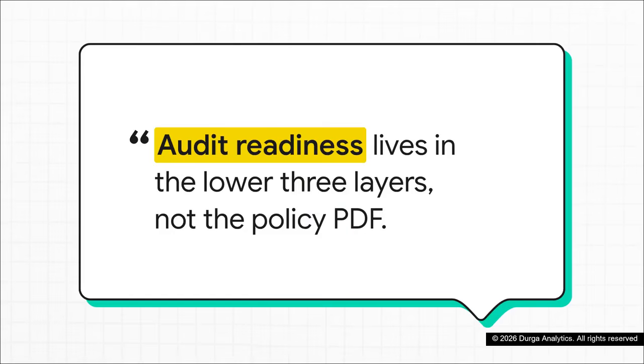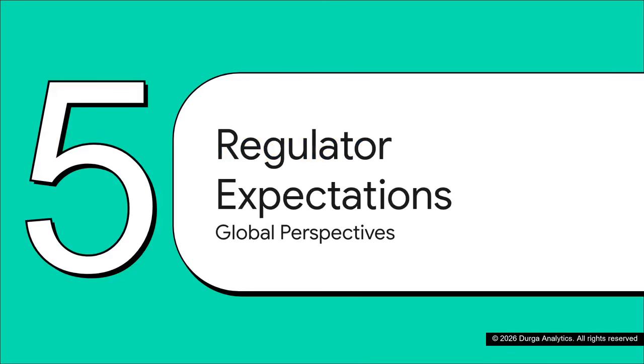I really want you to remember this quote. Audit readiness lives in the lower 3 layers, not the policy PDF. An unenforced policy is actually worse than having no policy at all, for sure. Why? Because it creates a false sense of safety. Everyone assumes the data is protected because some PDF says so. But that gap between your written policy and operational reality, that is an automatic audit finding. This leads us nicely into Section 5, Global Regulator Expectations.